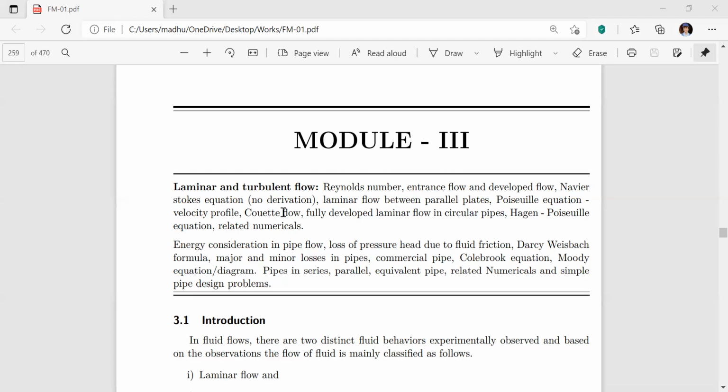Also, we are going to study energy consideration in pipe flow, loss of pressure head due to fluid friction, Darcy-Weisbach formula, major and minor losses, and commercial pipes, Colebrook equation, Moody equation, pipes in series and parallel arrangement, and equivalent pipe, related numericals and simple pipe design problems.